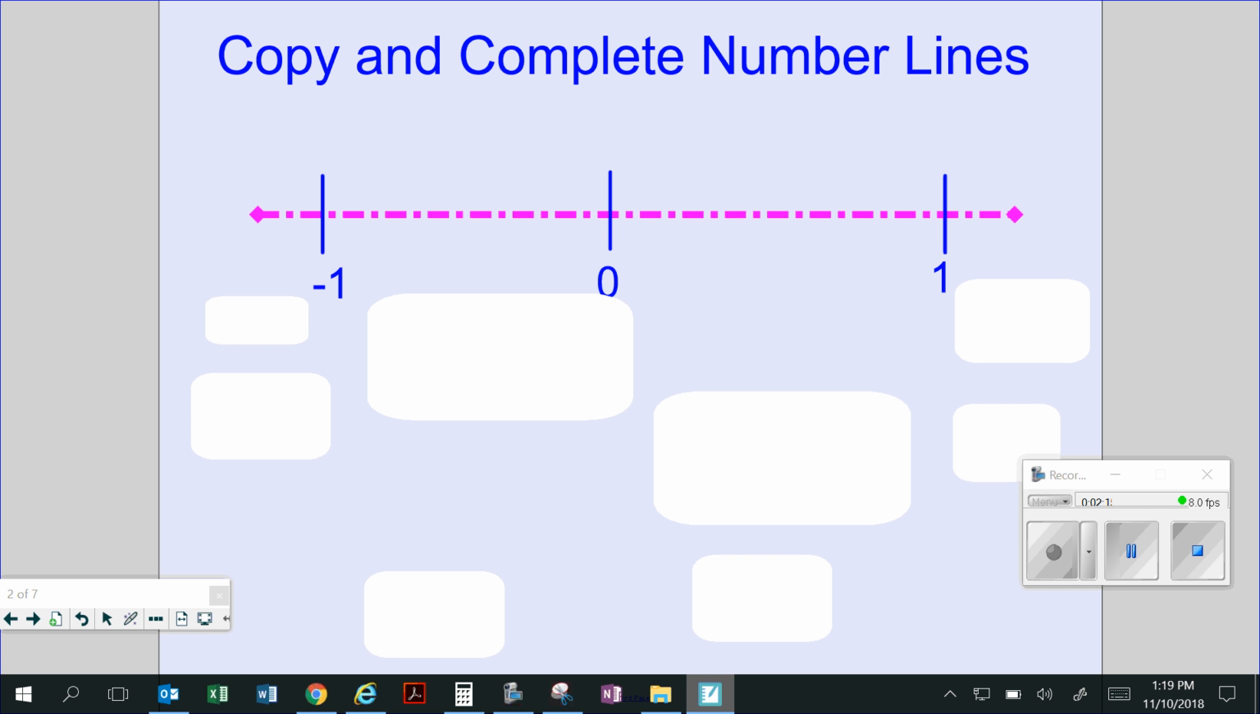So what I would like you to do is draw a number line. You are going to try to figure out where these rational numbers go on this number line. So our first one is negative 20%. Well, I know negatives will go left of 0, so I'll put it right here for now.